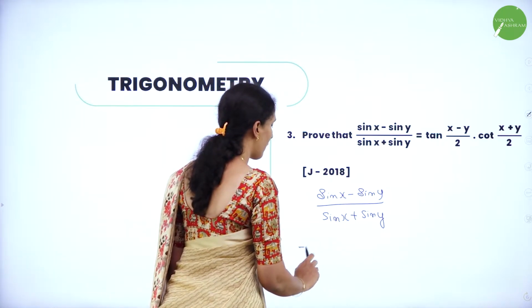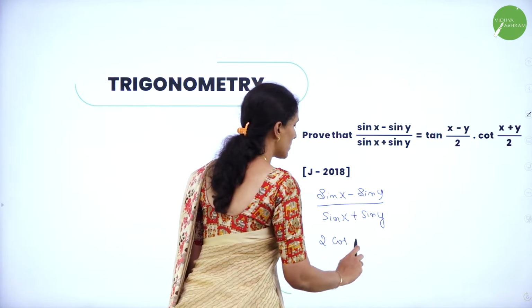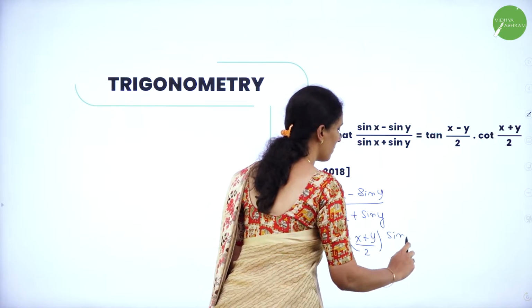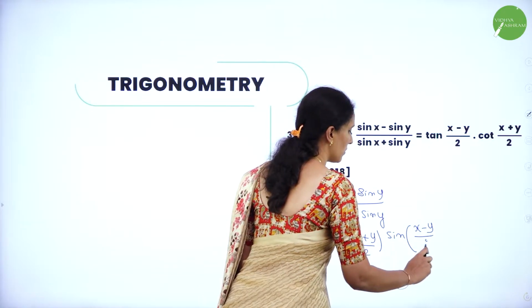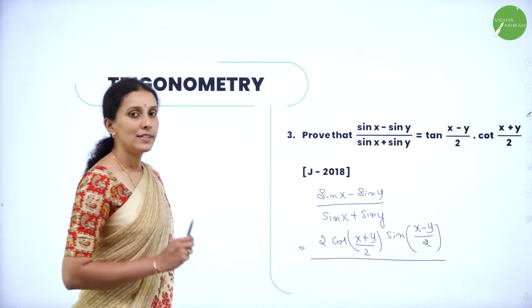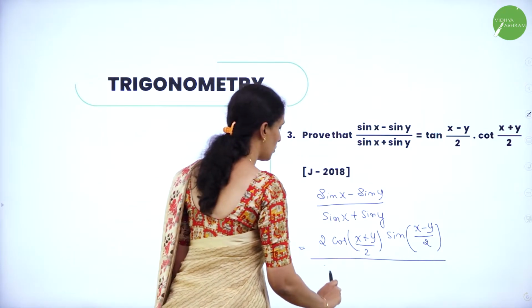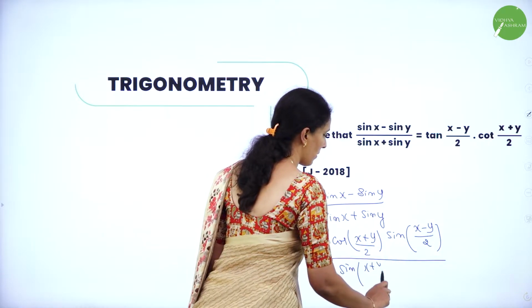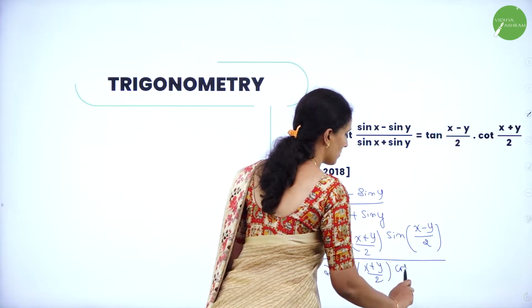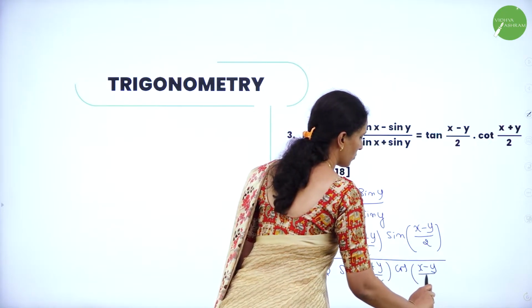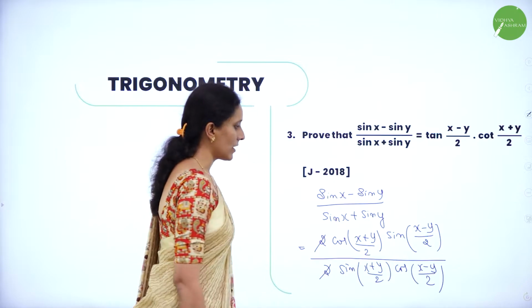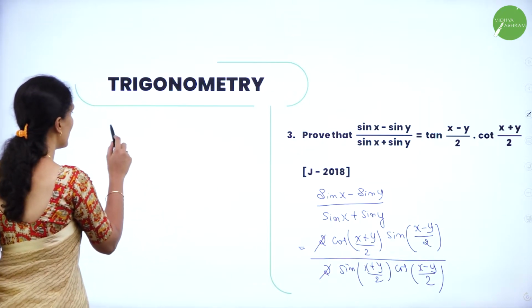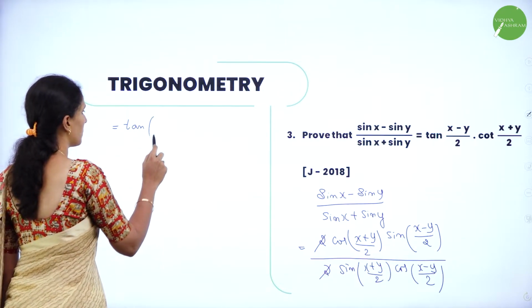So we can write this as 2 cos x plus y by 2 into sin x minus y by 2 whole divided by sin x plus sin y can be written as 2 sin x plus y by 2 cos x minus y by 2. So 2 gets cancelled. Here sin x minus y by 2 cos x minus y by 2 can be written as tan x minus y by 2.